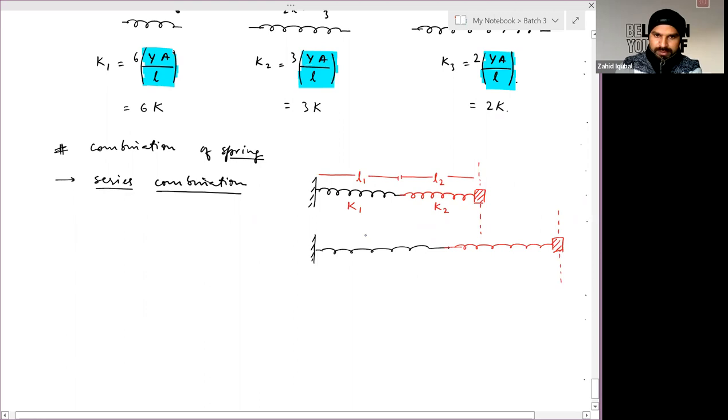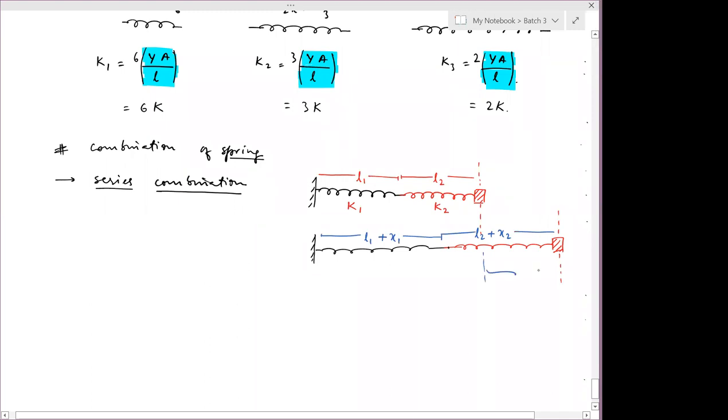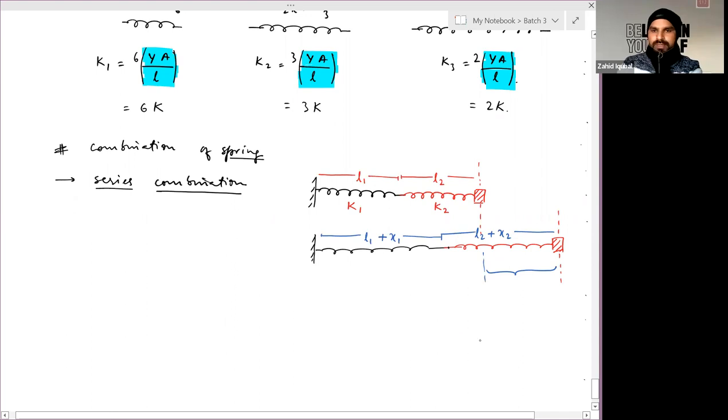So the first spring initially has length L1. Suppose X1 is the displacement in it, and in the second part, X2. So the total displacement from initial position to final position will be X1 plus X2, since L1 and L2 are their natural lengths. So in this part, we can say the displacement of each spring is different.